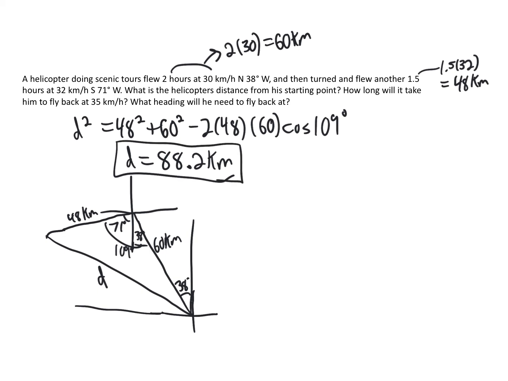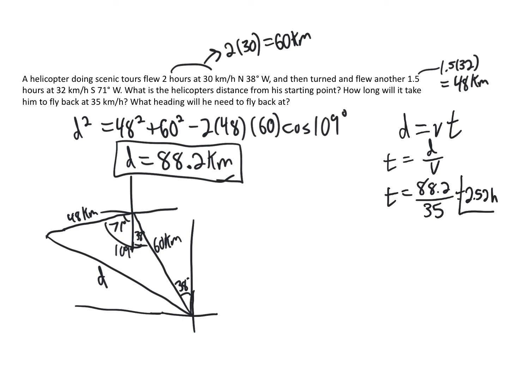You can use that to figure out the time pretty easily. So in physics, we know distance equals velocity times time, which we used earlier. The 2 hours is the time, 30 kilometers per hour is your velocity, gave us a distance of 60 kilometers. So we can rearrange that. So time equals distance over velocity, which will be 88.2 divided by 35, which is about 2.52 hours. So the time is about 2.5 hours.